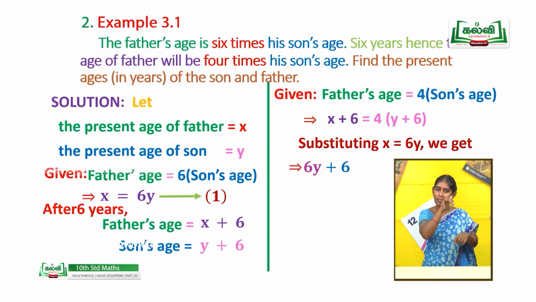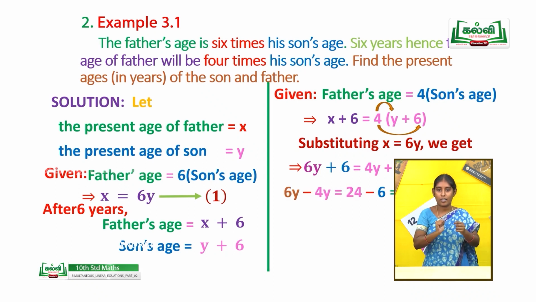So 6y plus 6 equal to, I multiply inside by 4: 4y, 4 into 6, 24. That was shown to you also. Then keep all the y in one side. So 4y is taken to the left side: 6y minus 4y. Numbers are on the right side, so 24 minus 6. So 6y minus 4y is 2y, and 24 minus 6 is 18.